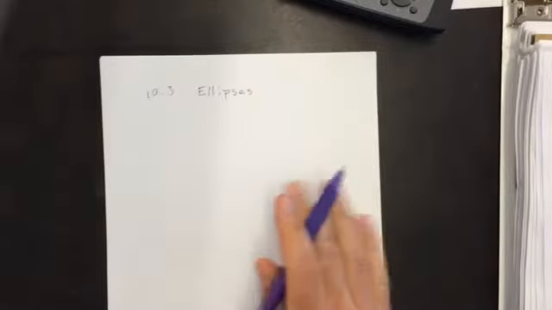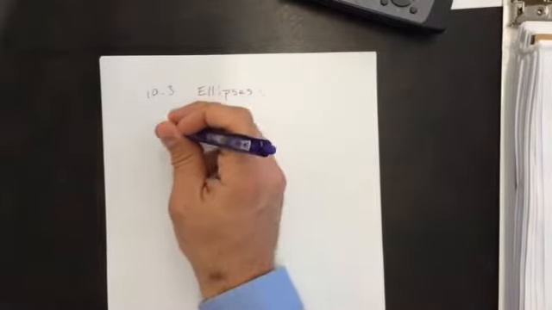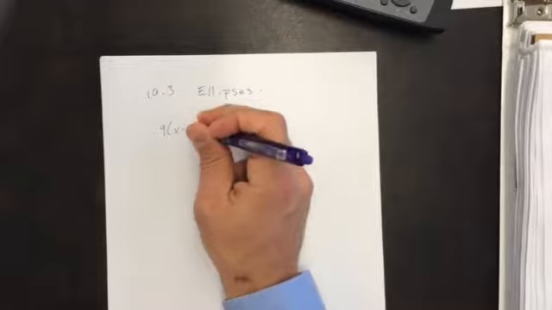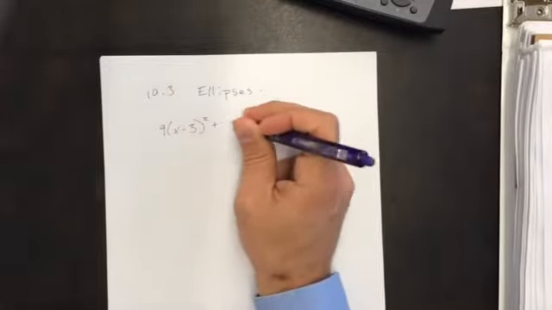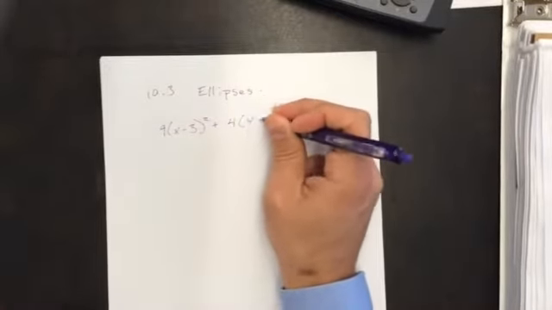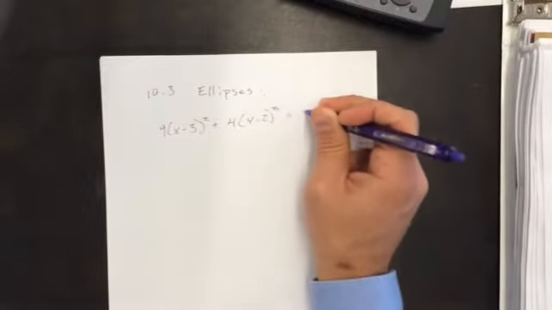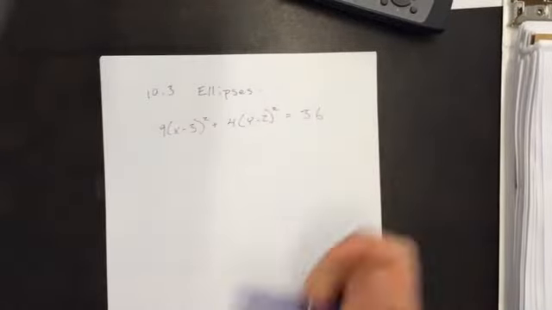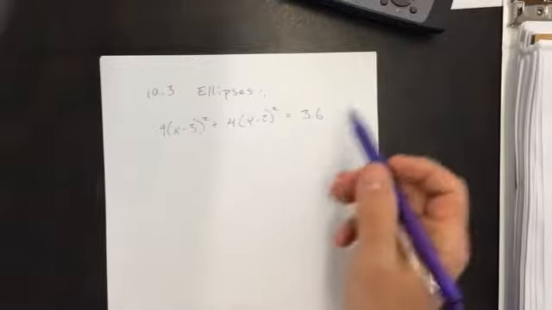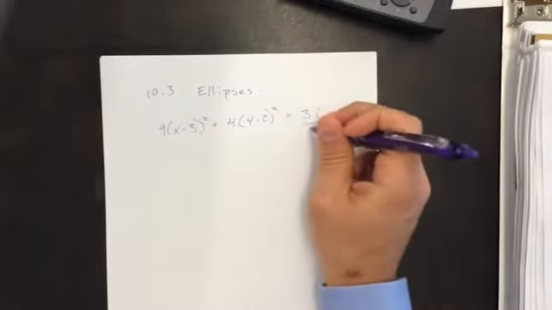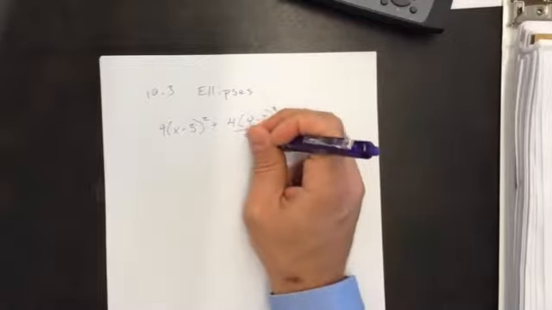Right, these are the ellipses, a little bit harder. So sometimes they won't be in the right format for an ellipse. They'll look like this. Your ellipses are supposed to be equal to 1, and this is equal to 36. So in order to get it equal to 1, I'm going to divide by 36.